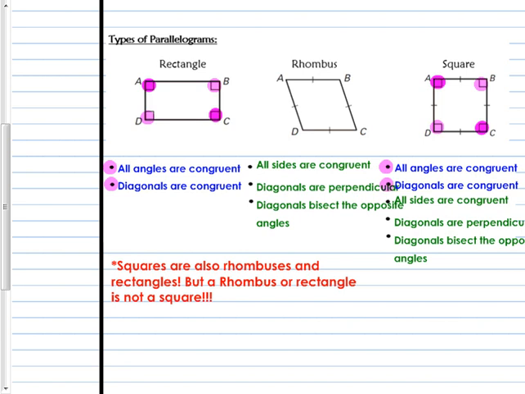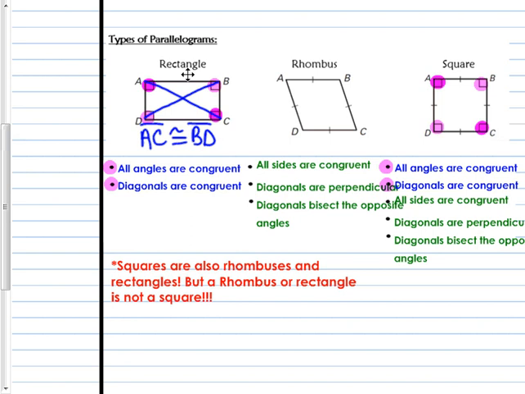And their diagonals are congruent, meaning when I draw a diagonal from here to here, obviously that's not perfectly straight, and then from A to C, the actual diagonals are congruent. AC is congruent to BD. Okay? That's what it means by the diagonals being congruent. And the same for the square. So those two things apply to rectangles and squares because a square is a special type of rectangle.